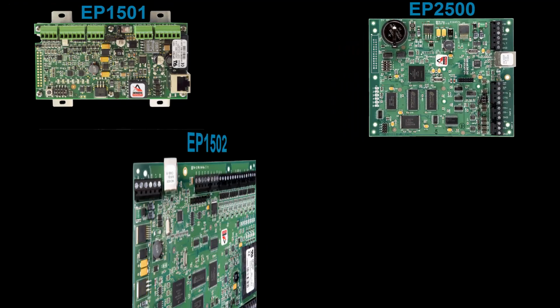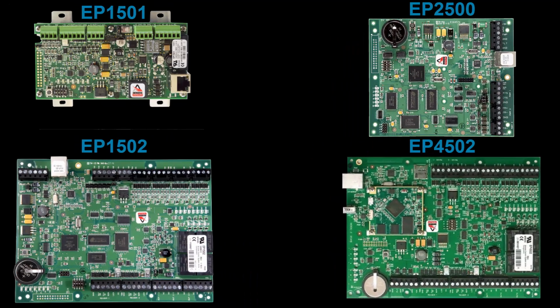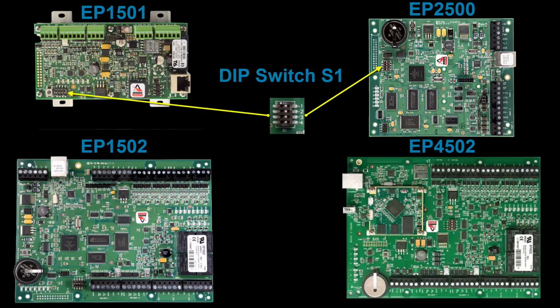Before you can enroll the Mercury controller, you must assign a static IP address to the controller. All Mercury EP controllers have a DIP switch labeled S1. You have to set the switch number 1 to the on position. This will give you a 5-minute window to log on.